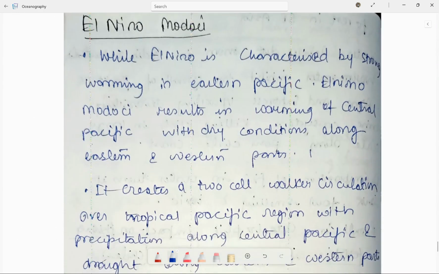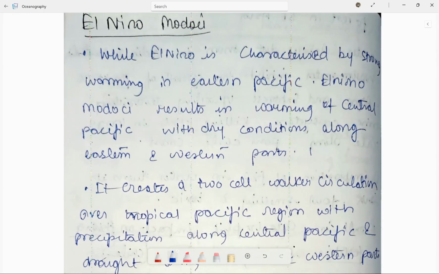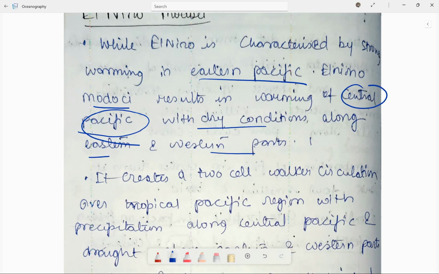Next आता है El Nino Modoki. El Nino is characterized by strong warming in Eastern Pacific, whereas Modoki results in warming of Central Pacific. Convection Central Pacific में होगा with dry conditions along eastern and western parts.